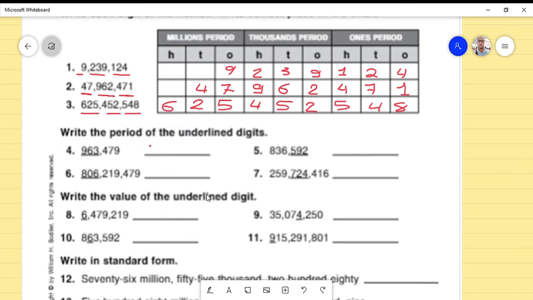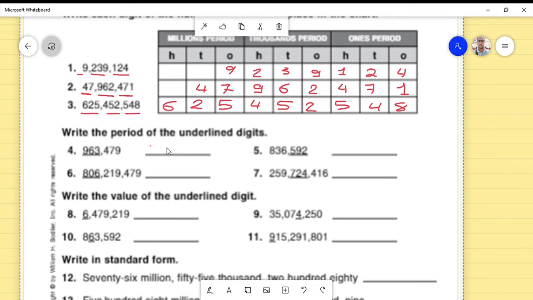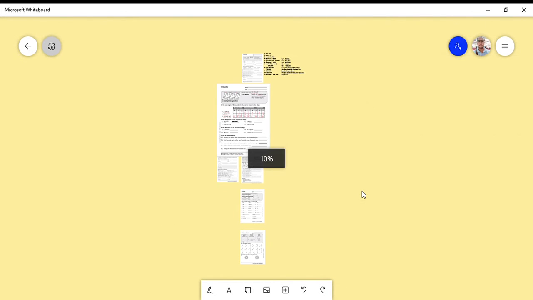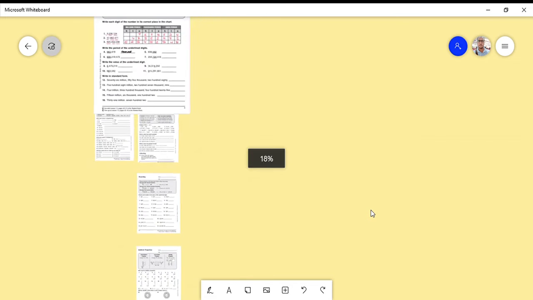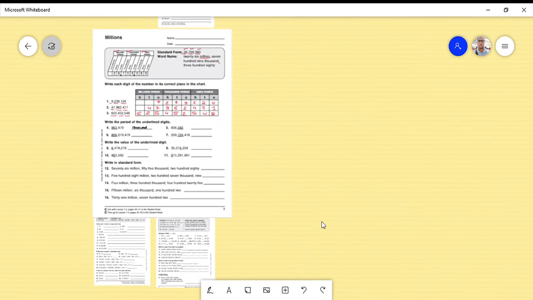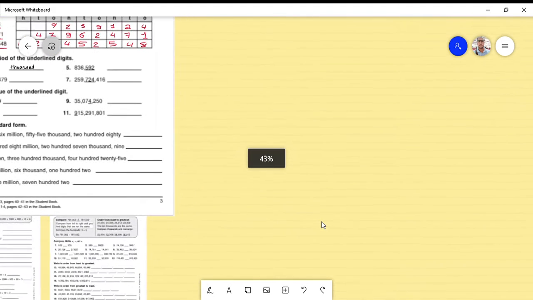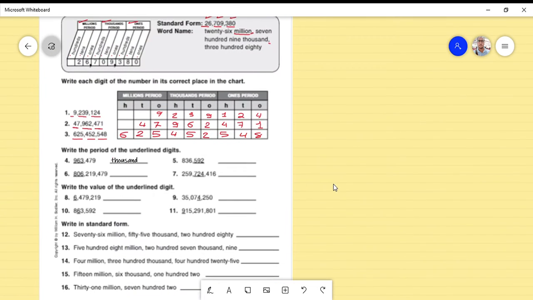Look at question number 5. Here is 836,592. So what is the period of 592? It will be the ones period. Okay, so here is the ones period.